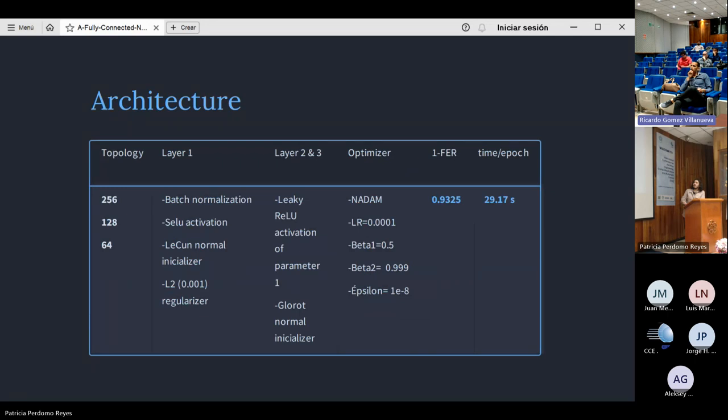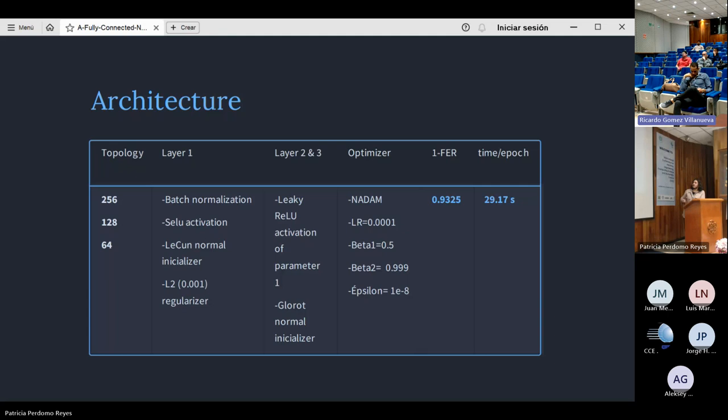We use only three hidden layers. And in layer one, we use this configuration. This initializer is necessary in order to maintain normalized outputs. Then in layer two and layer three, the Leaky ReLU performs the other activation functions.